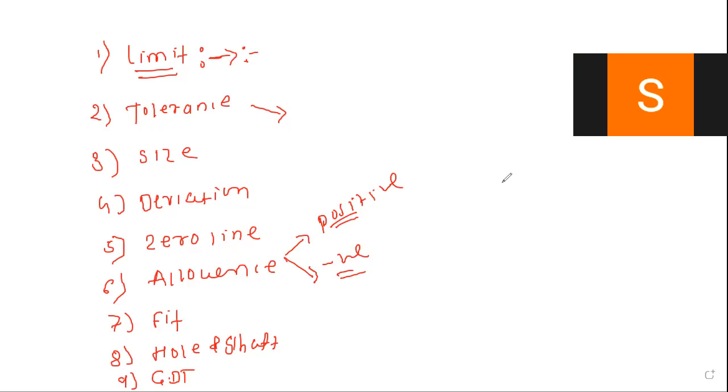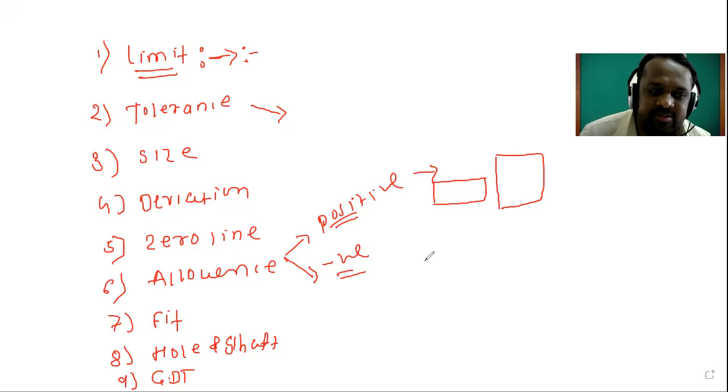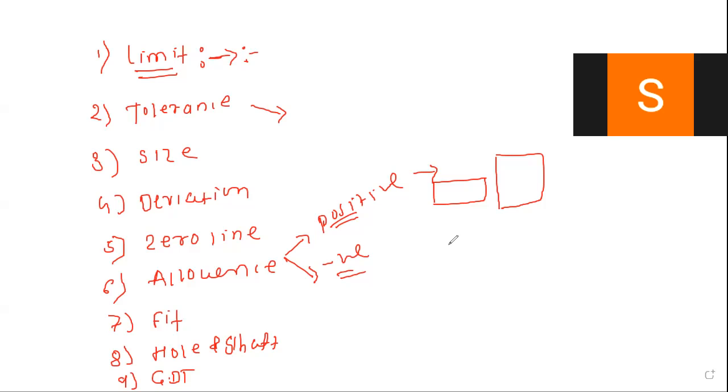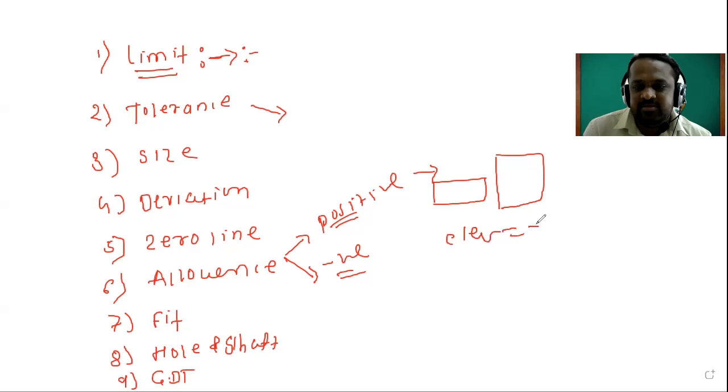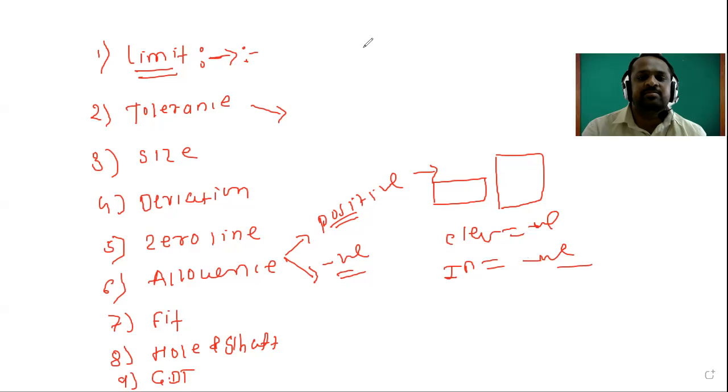When shaft size is small and hole size is greater, then it is positive allowance. If the shaft is small and the hole is bigger, it is called positive allowance, and vice versa it is called negative allowance. Then tell me in which fit it is positive and in which fit it is negative. In the clearance fit there is positive allowance, and in the interference fit it is negative allowance.